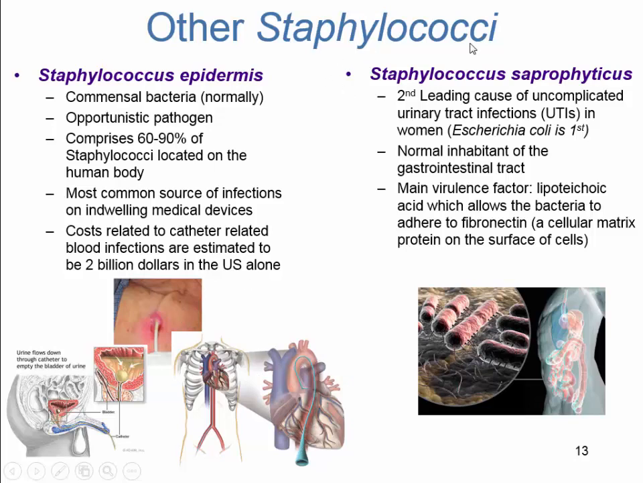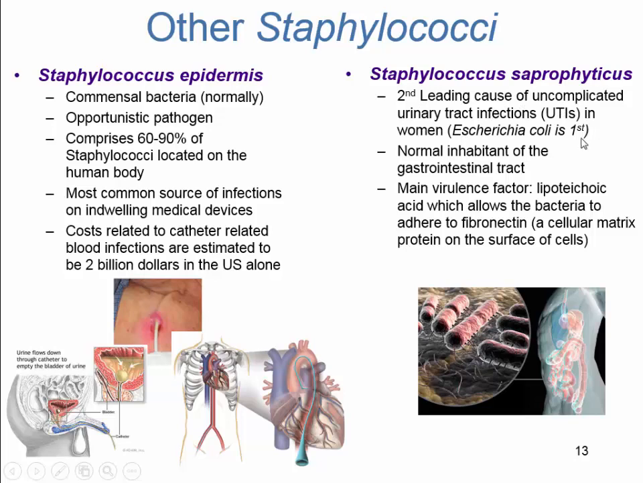And then when we think of Staphylococcus saprophyticus, so epidermidis is located all over the skin. Staphylococcus saprophyticus is located in the gastrointestinal tract. And since its location in the gastrointestinal tract is so close to that of the urethra, it is the second leading cause of uncomplicated UTIs.